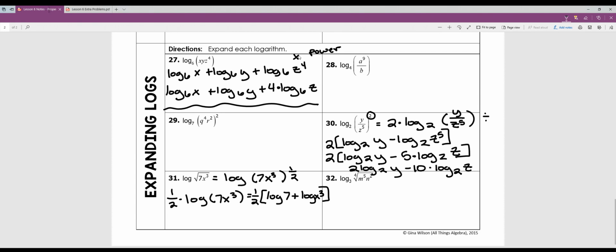And then I have one more thing. I have x cubed, so I can use my power rule again. And I'll have 1/2 times the log of 7 plus 3 times the log of x. And again, like we did in number 30, I can distribute this 1/2. And my final answer is going to be 1/2 log of 7 plus 3/2 log of x. And that is number 31 in expanded form.